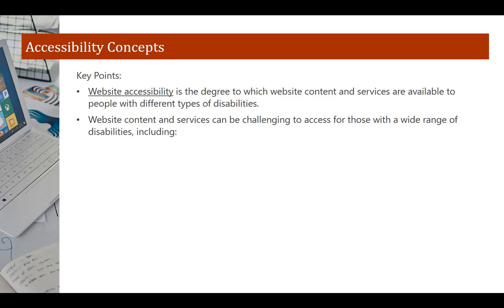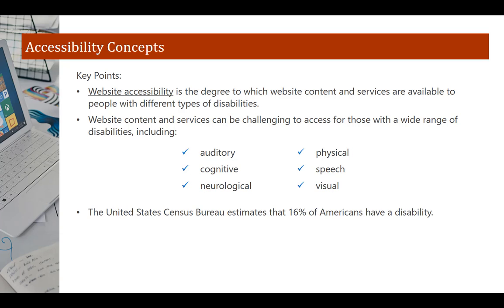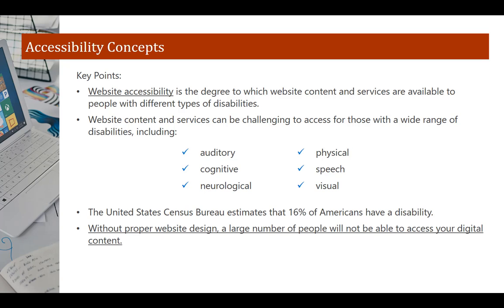Website accessibility is the degree to which website content and services are available to people with different types of disabilities. Website content and services can be challenging to access for those with a wide range of disabilities, including auditory, cognitive, neurological, physical, speech, and visual disabilities. The United States Census Bureau estimates that 16% of Americans have a disability. Without proper website design, a large number of people will not be able to access your digital content.